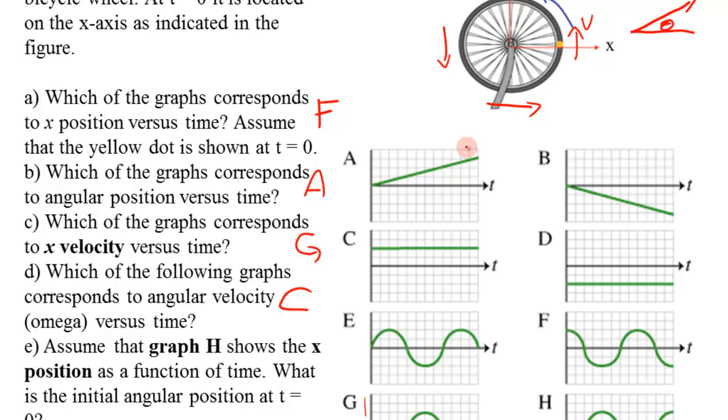The last one is: if we assume that graph H shows our x position as a function of time, what is the initial angular position at t equal to 0? Well, this is saying that the yellow dot is starting at negative x. So this is our position as a function of time. It's starting at negative x, going to 0, going to positive x, back to 0. Where is negative x? Negative x is over here. So this is going to be the far left side.